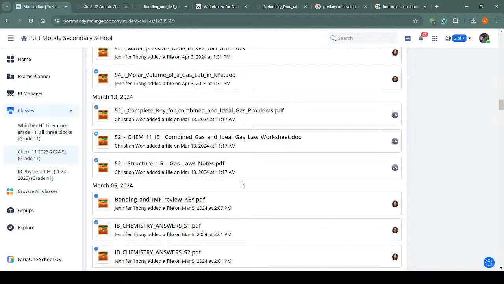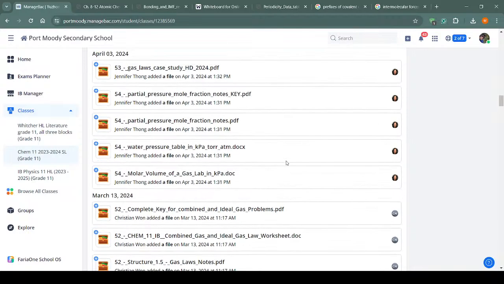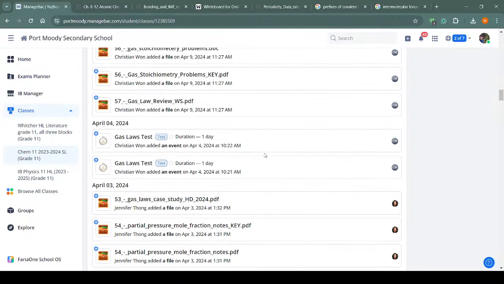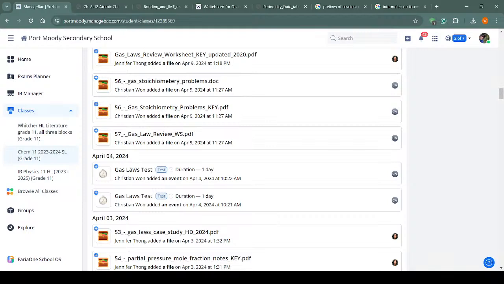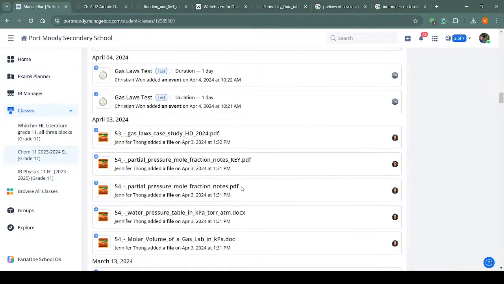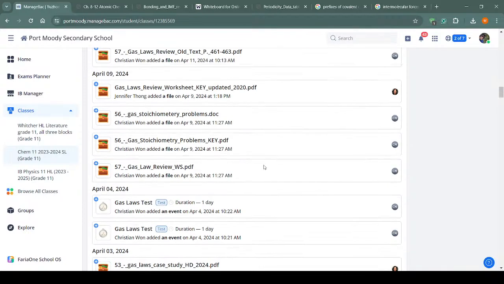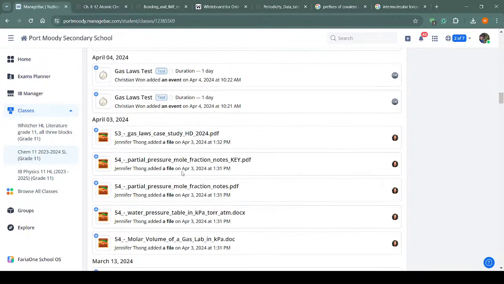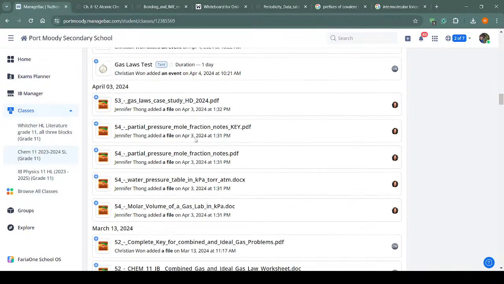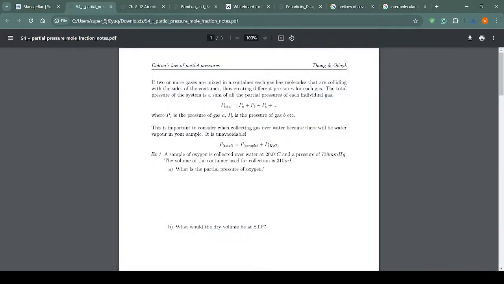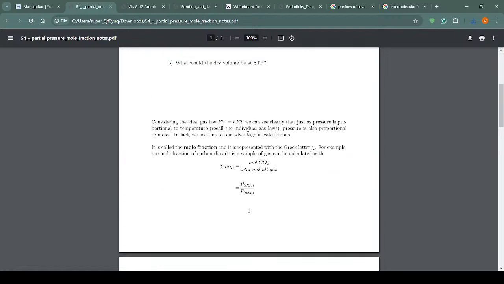Gas laws notes. I'm going to skip gas laws just because I'm a physics student and I don't really need it. Oh wait, there is actually one thing. The mole fraction thing. Partial pressure. Yeah, partial pressure. This one's actually important.